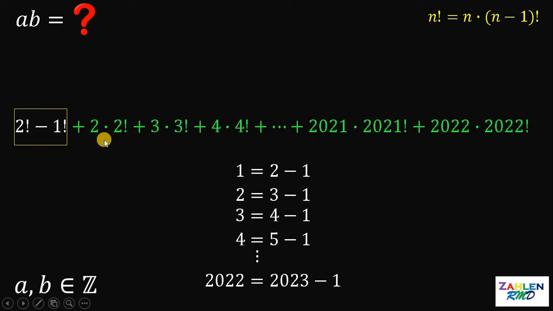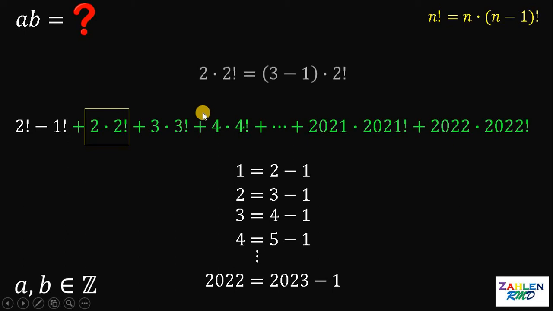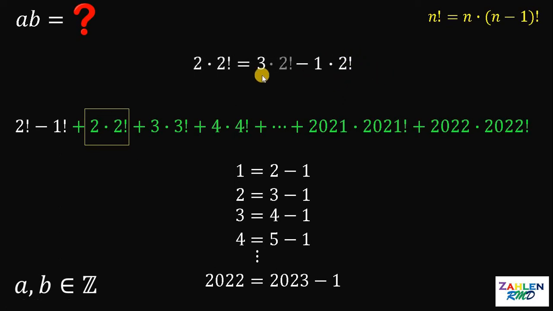Now, let's focus on the next term, 2 times 2 factorial. We will do the same thing. We can express this as 3 minus 1, this is just 2, then times 2 factorial. Now, distribute this 2 factorial, this will give us 3 times 2 factorial minus 1 times 2 factorial. And 3 times 2 factorial is 3 factorial using this identity. And 1 times 2 factorial is 2 factorial. So, 2 times 2 factorial is the same thing as 3 factorial minus 2 factorial.